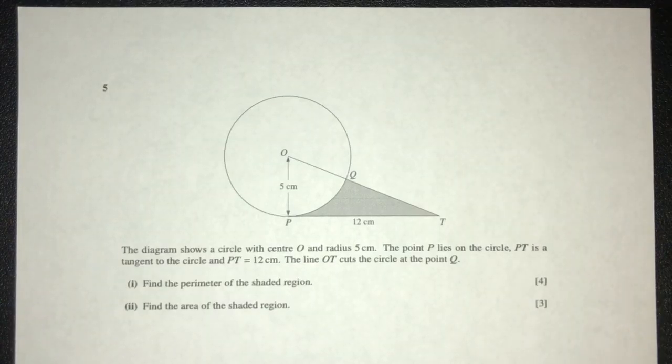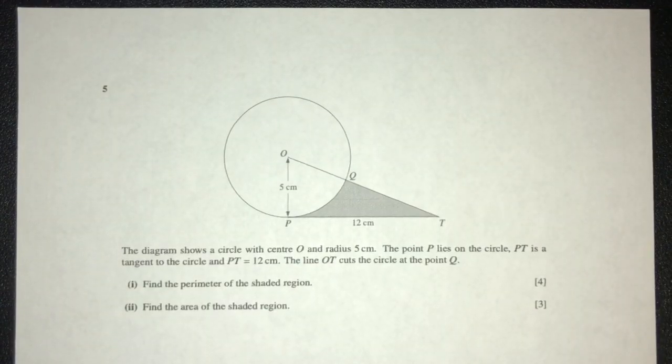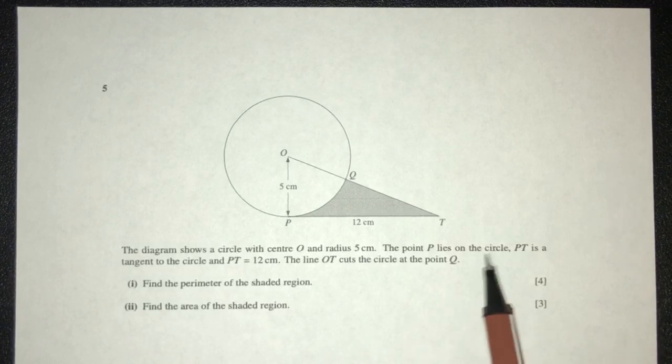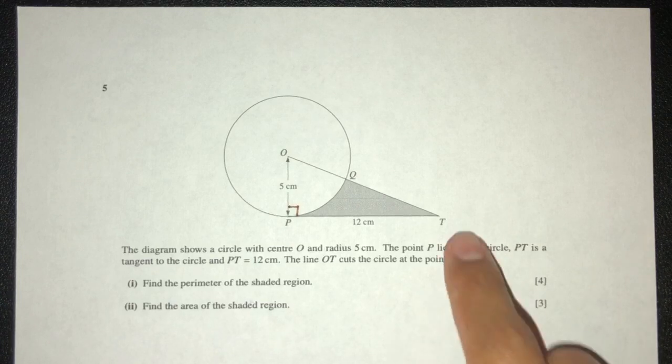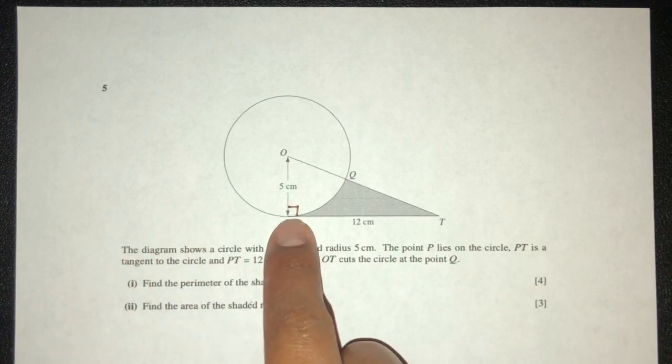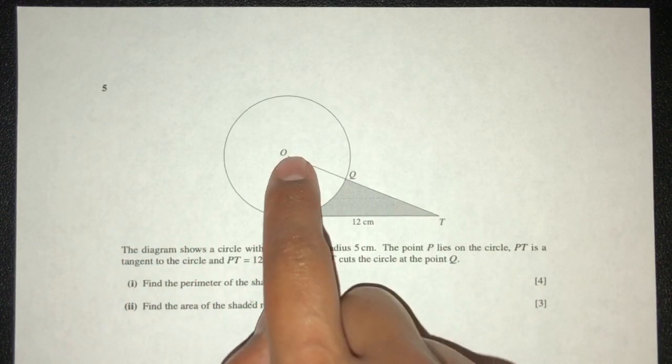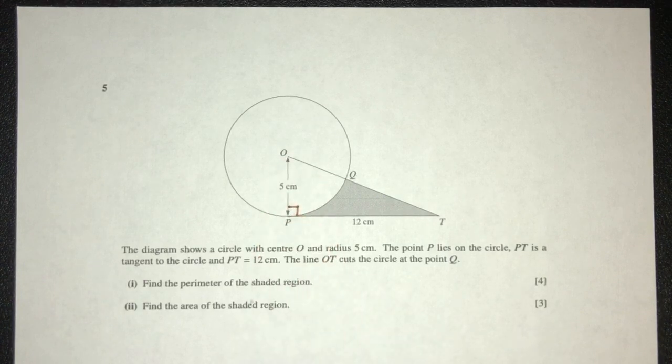Now let's move on to the next question. The diagram shows a circle, center O, and radius 5. Okay, good to know. And the point P lies on the circle. PT is a tangent to the circle. So here we have 90, right? We have to know this property because when we have a tangent and the point here which touches the circle joins with the center, the angle here will have to be 90.